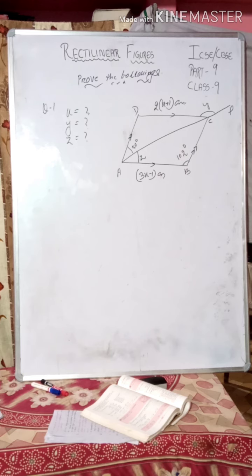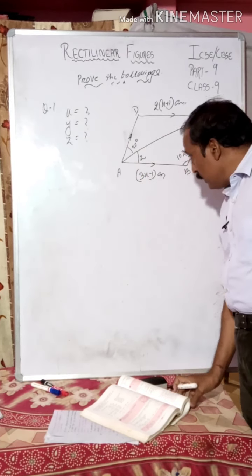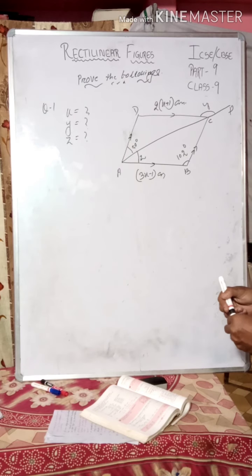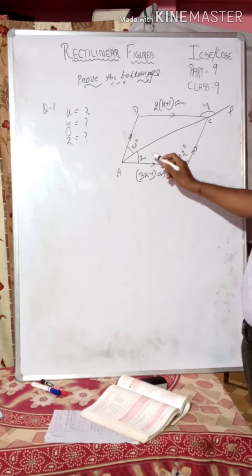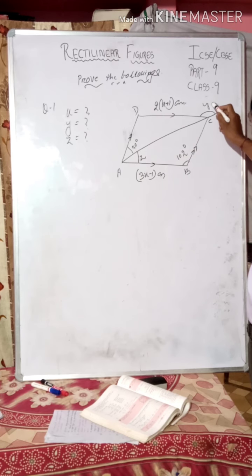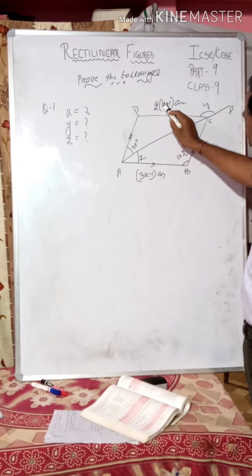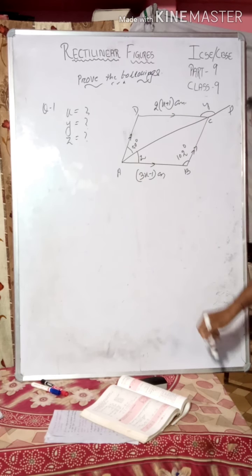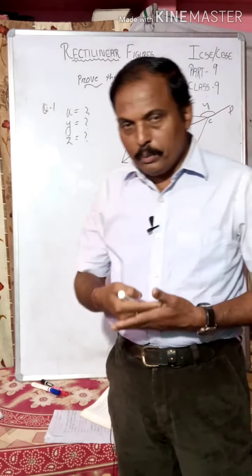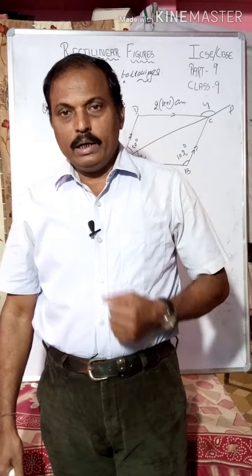If there is a diagram, ABCD is a parallelogram, this angle is 50 degrees, this is z, this angle is 120, this is y, and this side is 3x minus 1, here 2 into x plus 1 centimeter. What are the values of x, y and z?